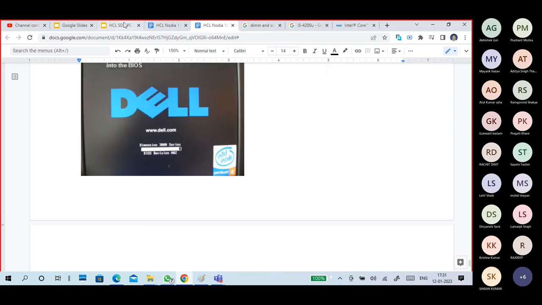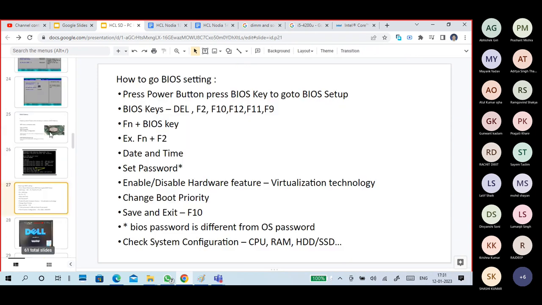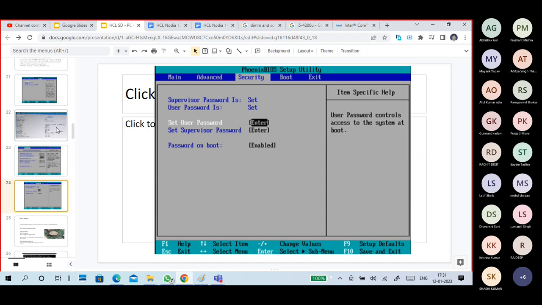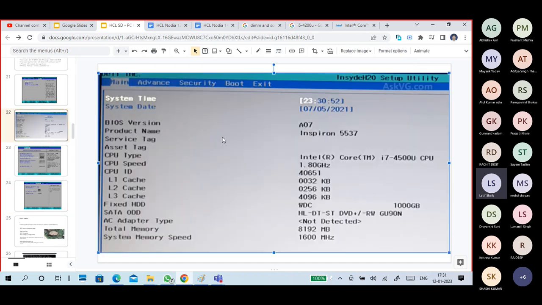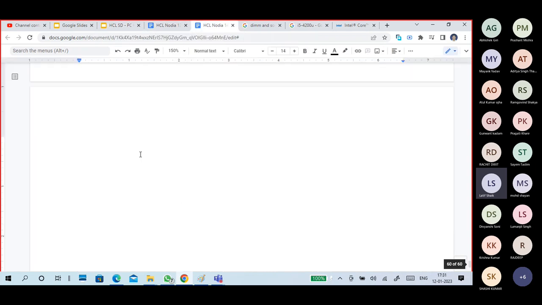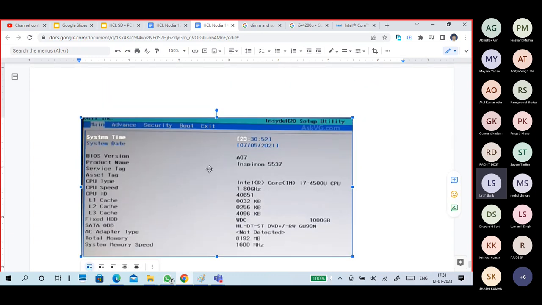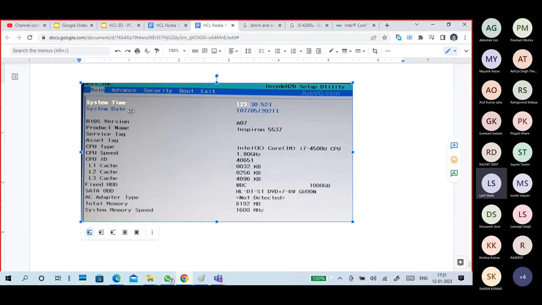This is another screen, guys. These are only screens I'm sharing. If you look at this, you can understand. Date and time, I went into the system's BIOS settings. You can see date and time. You can see here the CPU type, CPU i7-4500U.